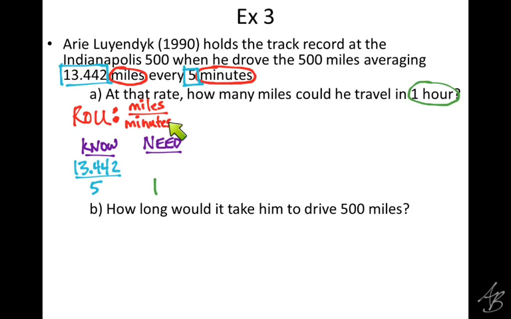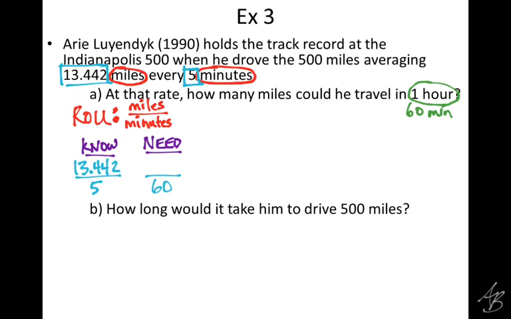Well, our ratio of units has minutes in it. So instead of putting 1 in there, I'm going to put 60 minutes. So 1 hour is the same thing as 60 minutes. We're going to change that hour to minutes so that we can put it in this ratio and use it. So this is going to be 60 on the bottom.